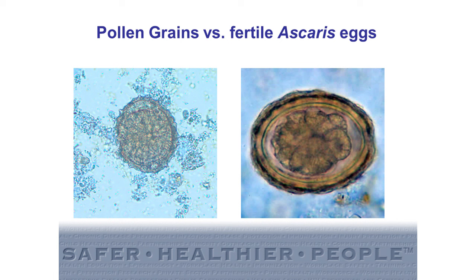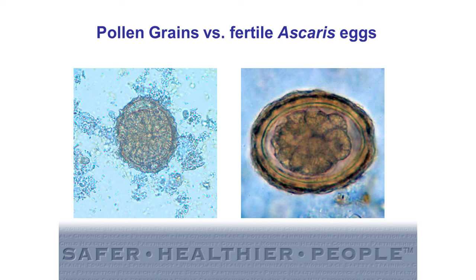In examination of stool wet mounts, you have to watch out for pollen grains, which can be mistaken for Ascaris eggs. But these can be differentiated from Ascaris by their variations in size, as well as by their spine-like covering of the shell, as seen here. These spine-like projections, you don't see that with Ascaris. They may appear to the untrained eye as the corticated layer that you see with Ascaris eggs.